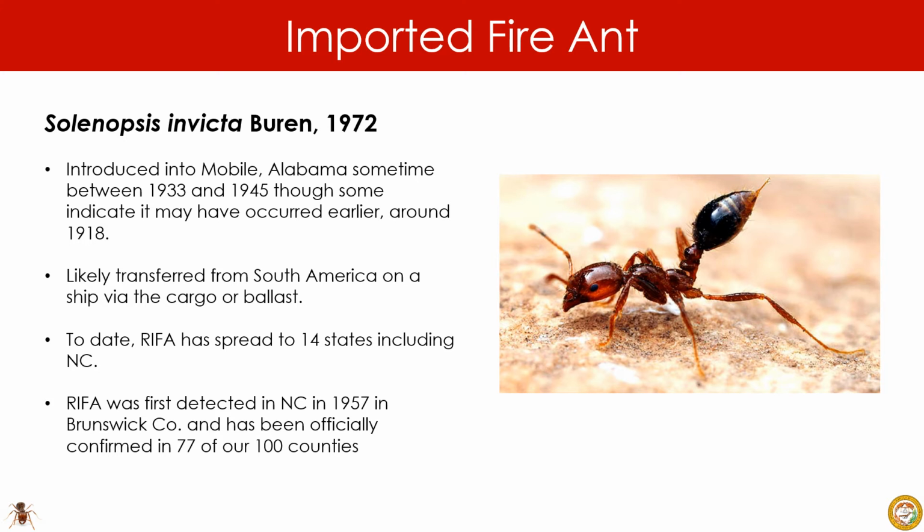To date, IFA has spread to 14 states, including North Carolina. It was first detected in our state in 1957 in Brunswick County and has officially been confirmed in 77 out of our 100 counties.